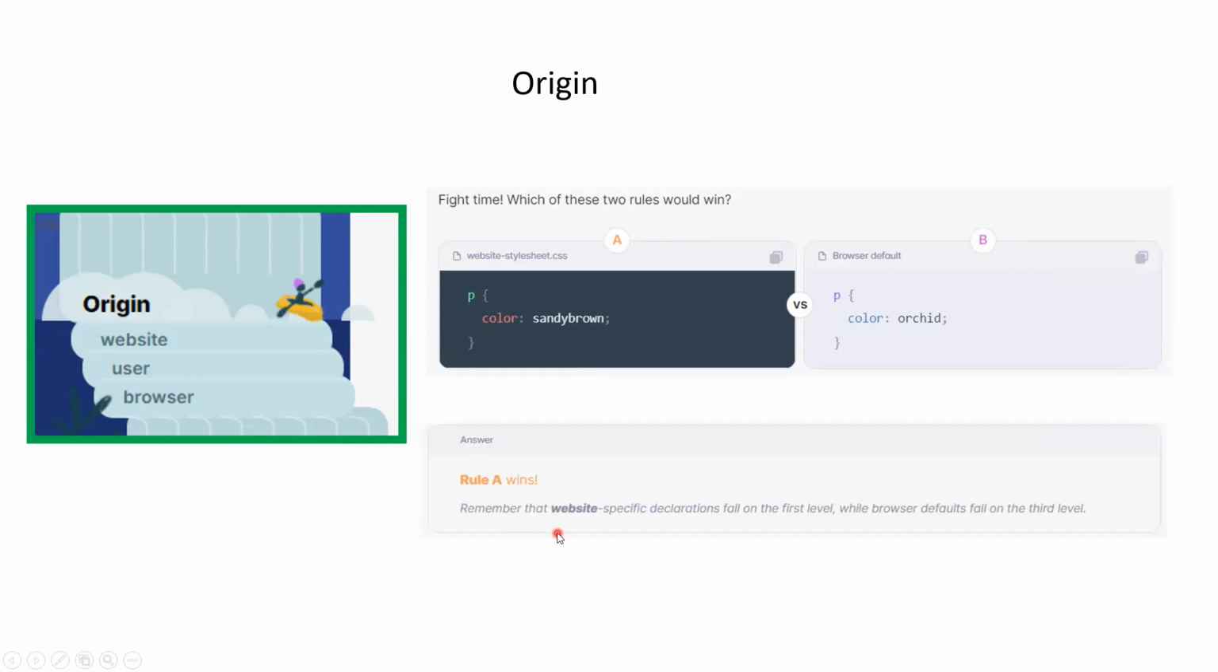According to the levels of the CSS cascade, remember that website specific declarations fall on the first level, while the browser defaults fall on the third level. This is the browser default, rule B, and the website rule. So, since the website has better hierarchy than the browser, the answer is rule A. Okay, next.